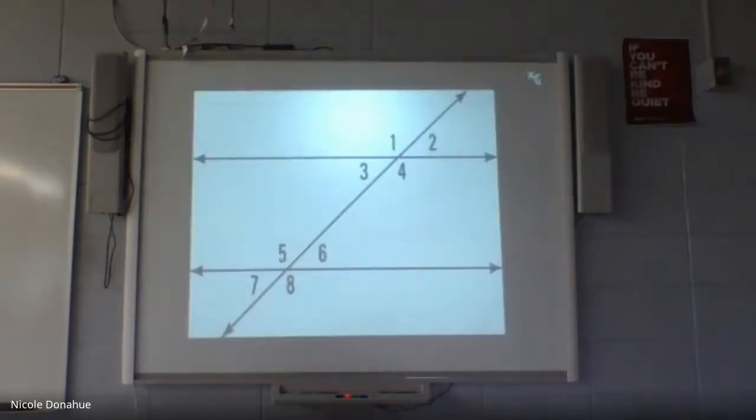So 1 and 8, opposite intersections, but different sides of the transversal. 1 is in the upper left, 8's in the lower right, so that would be corresponding.